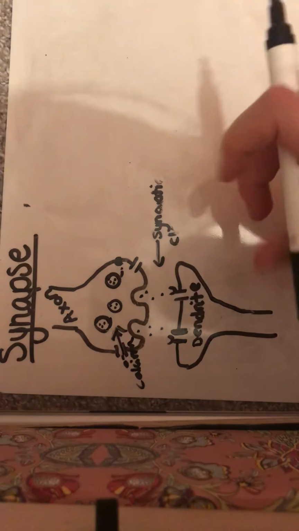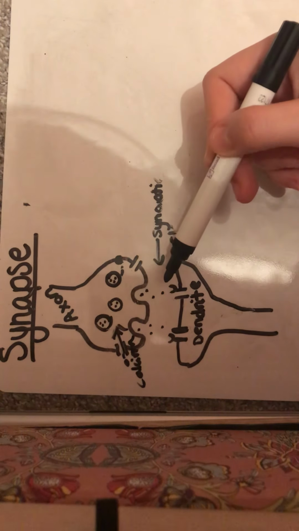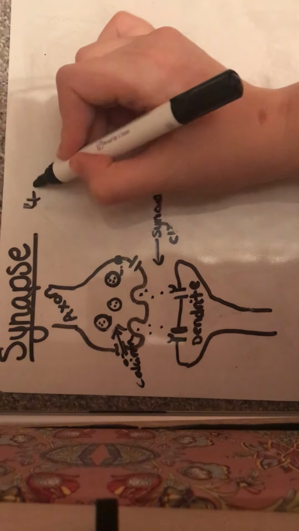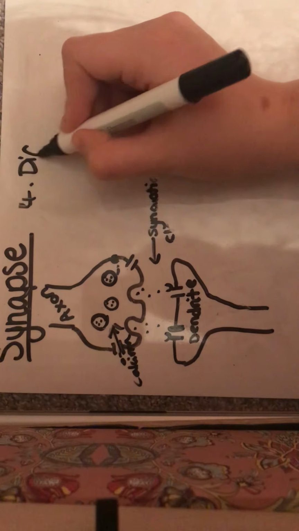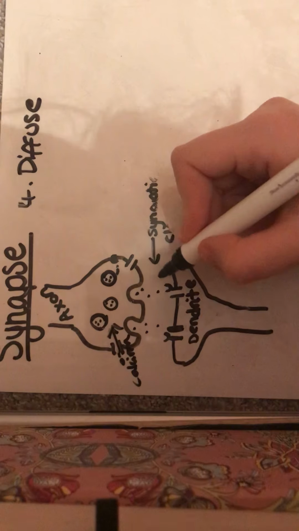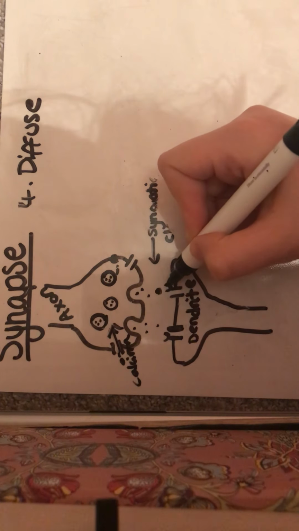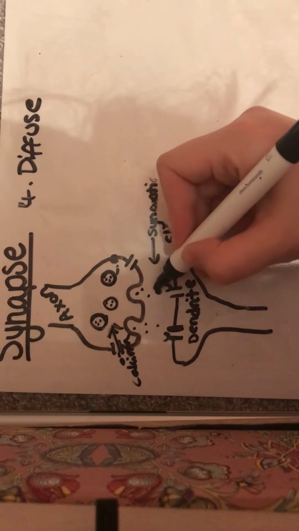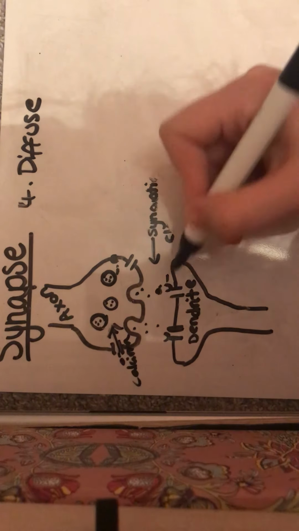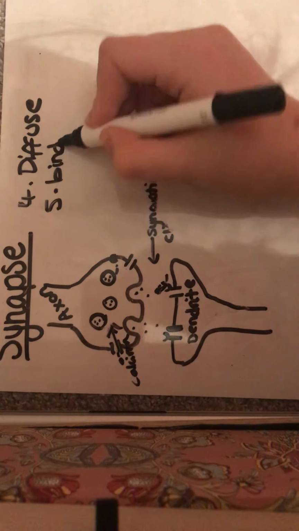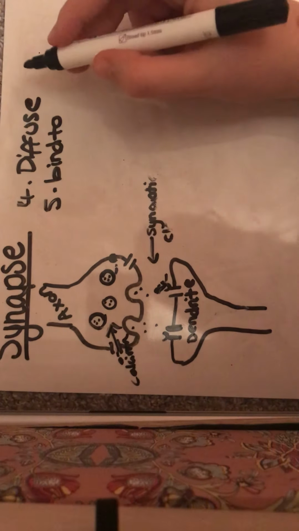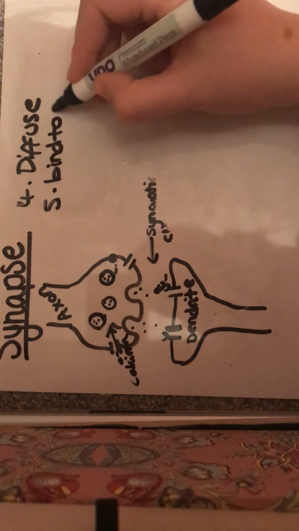So then once we've got our neurotransmitter in the synaptic cleft, it's going to diffuse across the synaptic cleft, and it's going to bind to these receptor sites. This receptor site here is going to have a complementary shape to the neurotransmitter, so it's going to be specific to that. So they're going to bind to the receptor site.